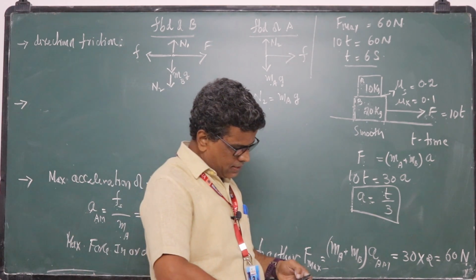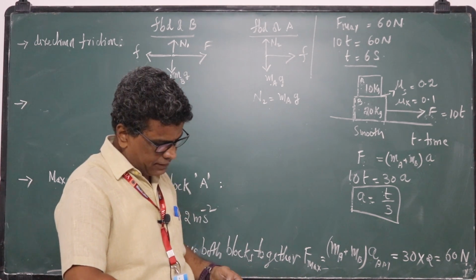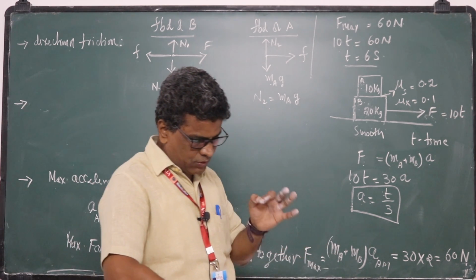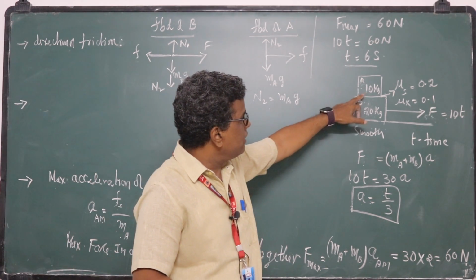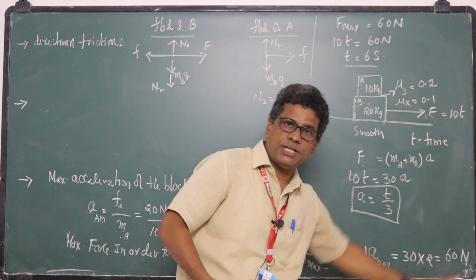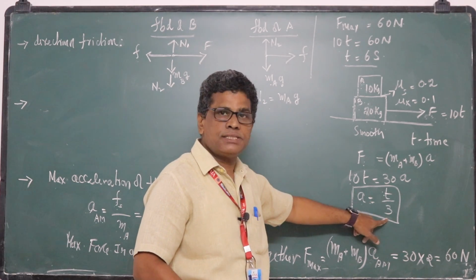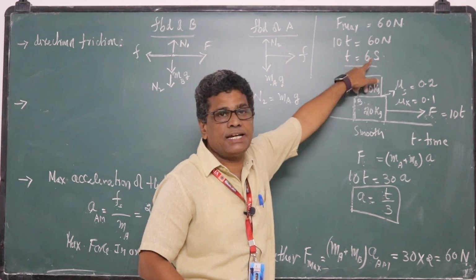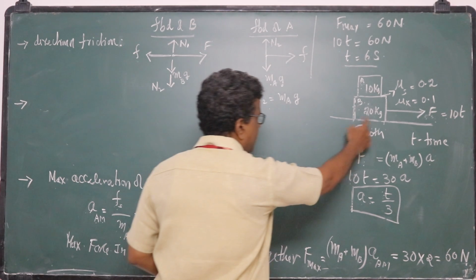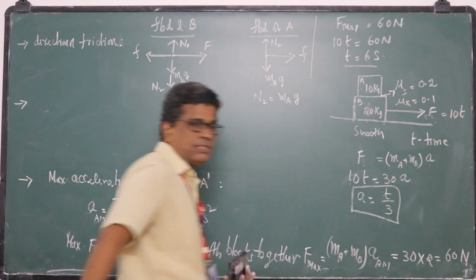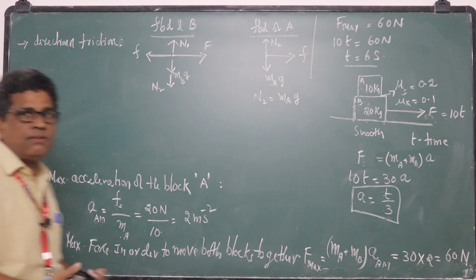And what is the maximum value of that force? At the time of slipping, what will be the force F and the acceleration just before slipping? At the time of slipping, the magnitude of force is 60 newtons and the acceleration is t by 3. With t equal to 6 seconds, 6 by 3 becomes 2. So the acceleration at the time of slipping is 2. That is the answer for the first question.